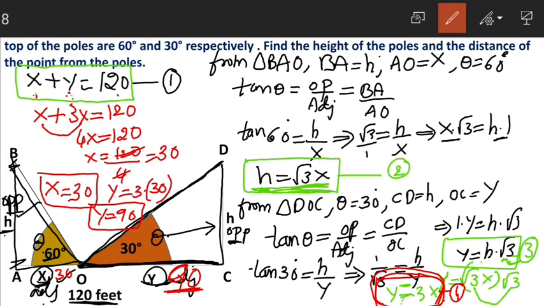And after that we need to find out the height of the poles also, that means the h value. Here clearly we know that h is equal to root 3 into x. X is nothing but 30. So h is equal to 30 root 3. So like this we can find out the three values, x value, y value and h value.